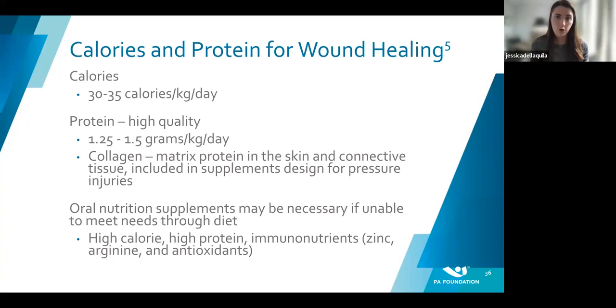Our typical protein requirement as an adult is about 0.8 grams per kilogram per day. When we're in a state of healing, especially for wound breakdown, we're looking at 1.25 to 1.5. And again, I would like to say with the caveat that this depends on your patient's comorbid conditions. If you have a patient with renal disease, that might change a little bit. So always take into consideration the whole picture for the patient. And then oral nutrition supplements may be necessary if unable to meet needs through diet. That's something that a dietitian consult can definitely help with.